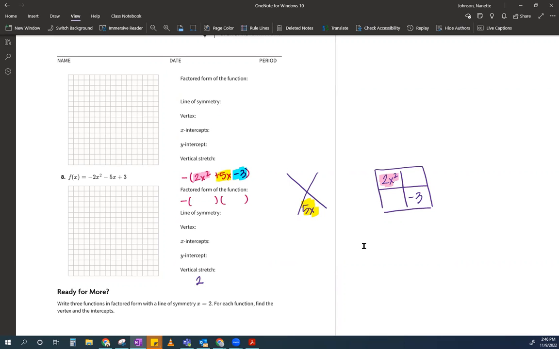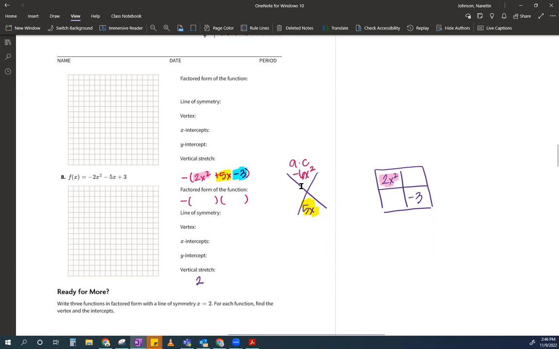Yes, it's a times c. Now here's the question. Someone says, Ms. Johnson, am I ignoring that negative when I'm factoring? Yeah, because do you see that negative? I'm pretending he's not there. Very good. So yeah, I put -6x squared.